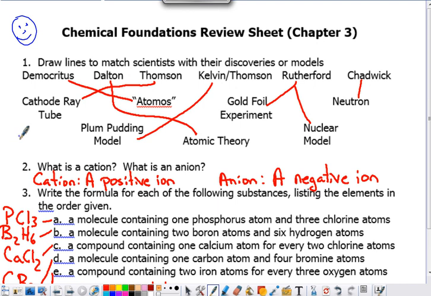So the first thing was the scientists. Hopefully you've studied the different scientists that we talked about, so you know who did what. Democritus is the guy who came up with the term for atom. He was just kind of sitting around thinking about the world and realized there's got to be a smallest piece. Let's call it the atom. J.J. Thomson did two things. The plum pudding model was Thomson, and the cathode ray tube was also Thomson.